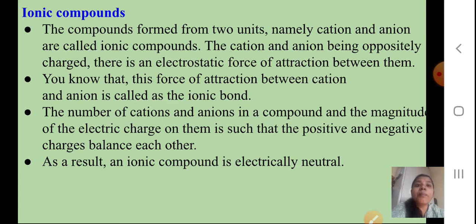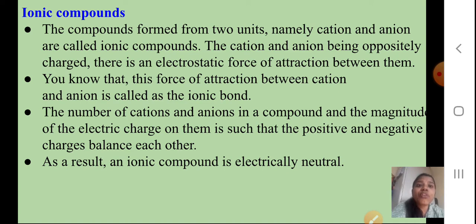The compounds formed from two units, namely cation and anion, are called ionic compounds. In an ionic compound you have a cation and an anion. The cation and anion being oppositely charged, there is an electrostatic force of attraction between them. This force of attraction between cation and anion is called the ionic bond. So in ionic compounds you will have ionic bonds.